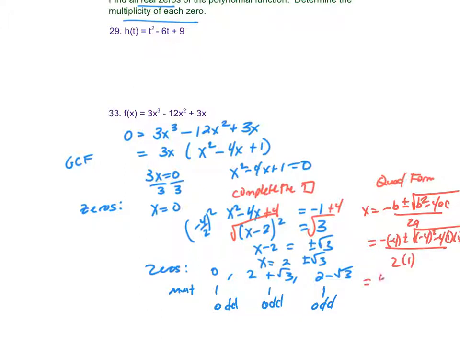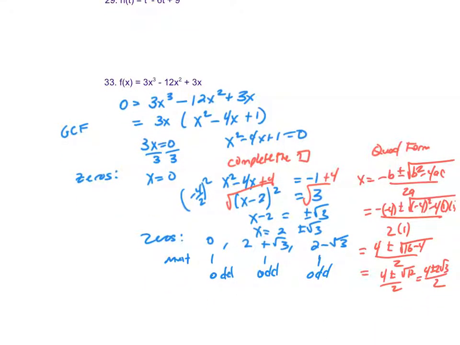Simplifying this, we'll get 4 plus or minus the square root of 16 minus 4 over 2, which is 4 plus or minus rad 12 over 2, which is 4 plus or minus 2 rad 3 over 2. And then simplifying that, we can divide out a 2 from every term. So this is going to be 2 plus or minus rad 3, which are the same zeros we found by completing the square.